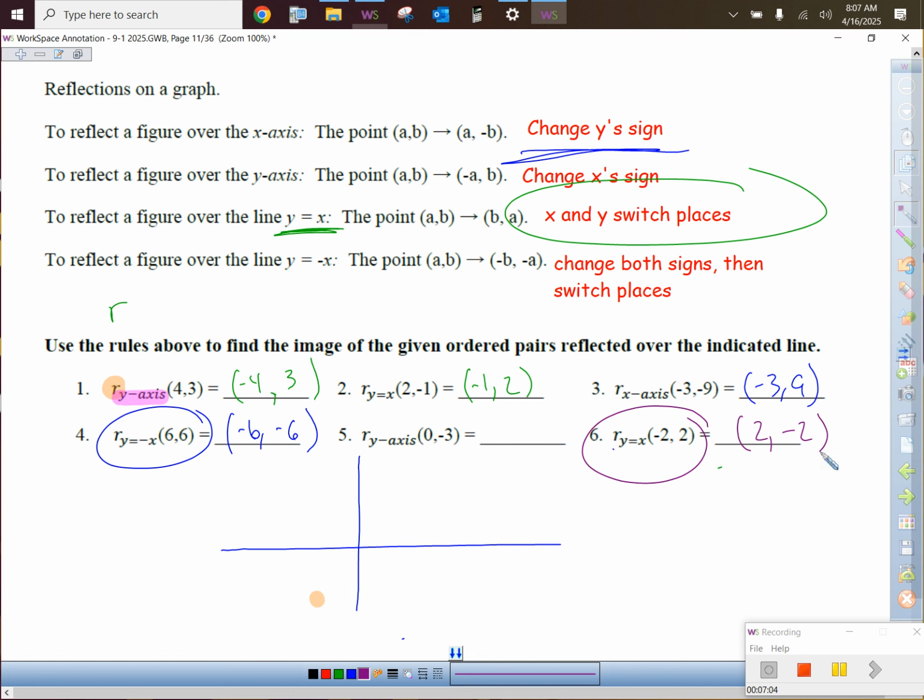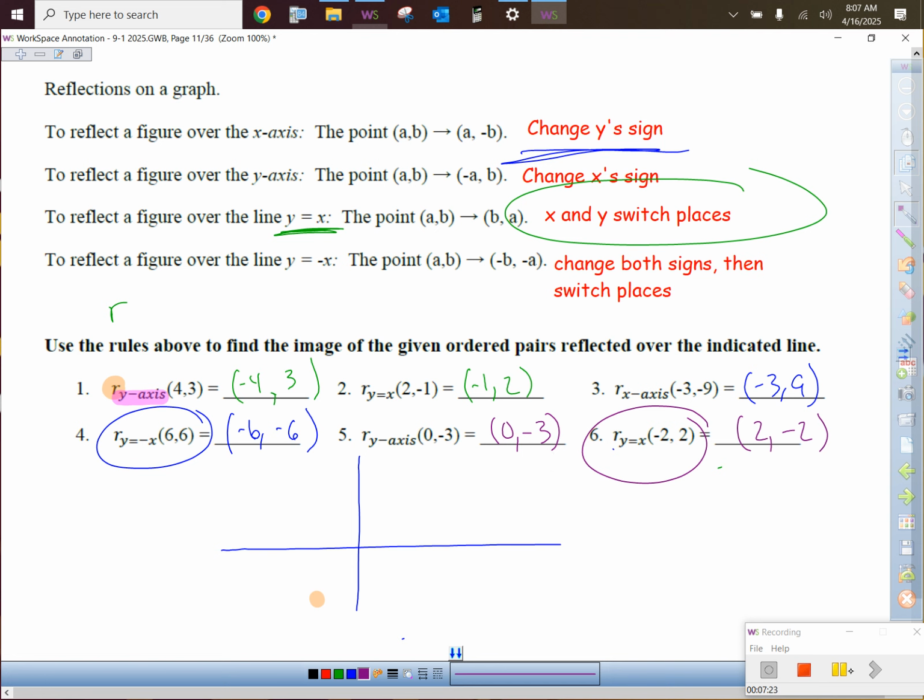To reflect over the y-axis, we're supposed to change x's sign. X is 0. 0 is the only number that is neither positive nor negative, right? So it doesn't have a sign, so it just stays 0, -3. And here's my question. How can it stay the same? What does that mean? I kind of have a graph sketched to show you. What does that mean? Talk to a neighbor about it.